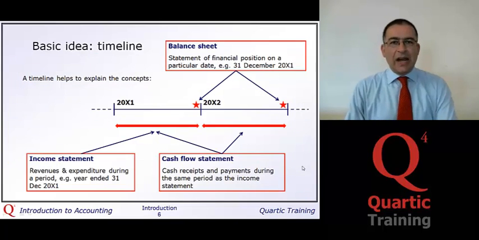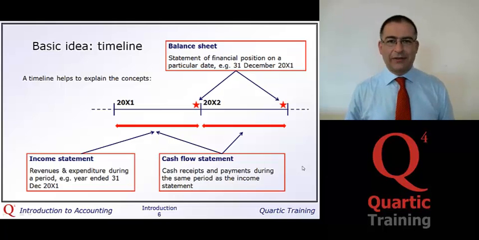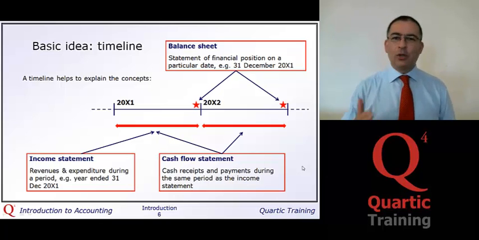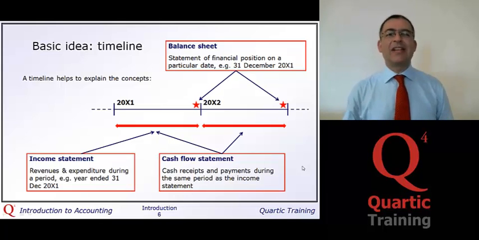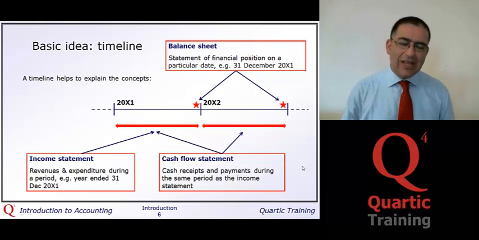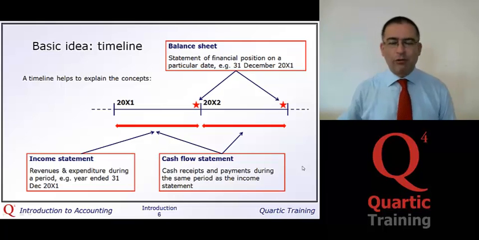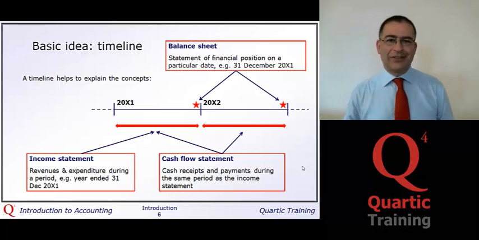Let's get an idea of how those three main statements fit together through a timeline. So here you can see a timeline. You can see on the screen 20x1, 20x2. This is a bit of an accounting trick. 20x1, of course, isn't a real year. It could be 2001, it could be 2011, it could be 2021. It doesn't really matter. The point of it is that it's a generic year, and it means that if this example is used this year or it's used next year, the example doesn't go out of date.